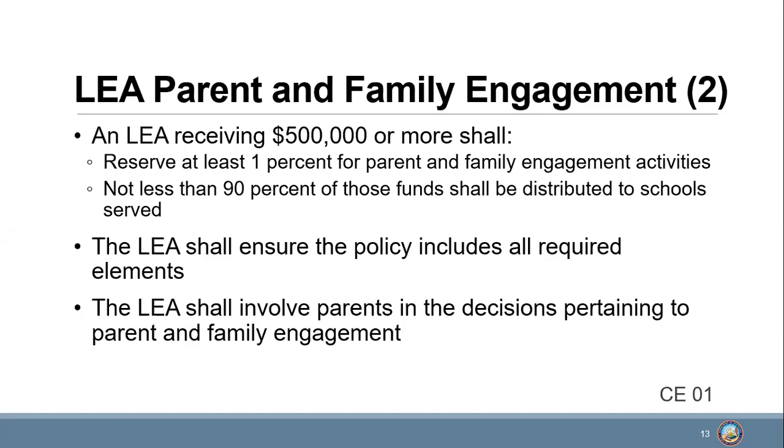CE1, as mentioned in this slide, requires that if an LEA receives at least $500,000 from Title I Part A, they must set aside at least 1% of their total allocation for parent and family engagement activities. And of that 1%, at least 90% must go directly to the school sites for parent and family engagement policies. If an LEA determines it necessary, they are allowed to exceed the minimum required 1% for parent and family engagement, but they must at least expend the minimum requirement.